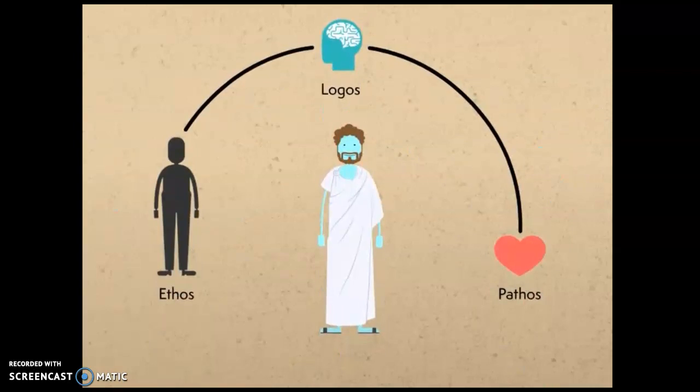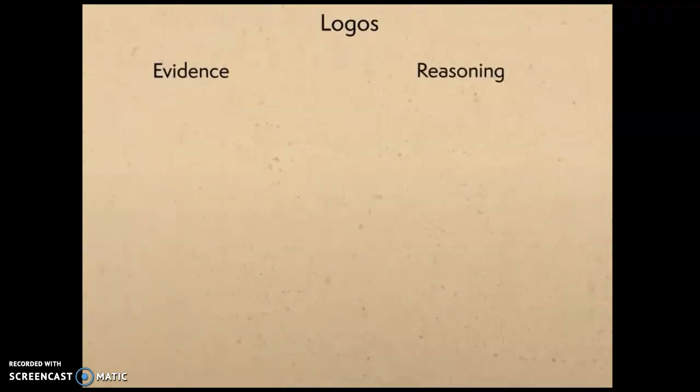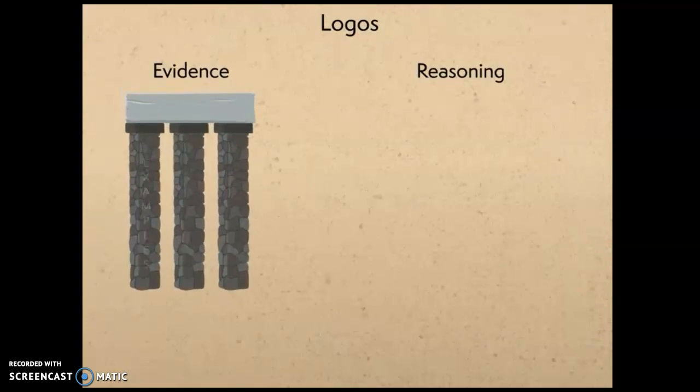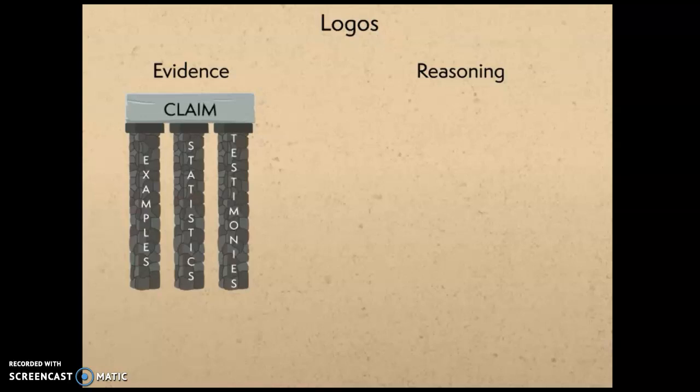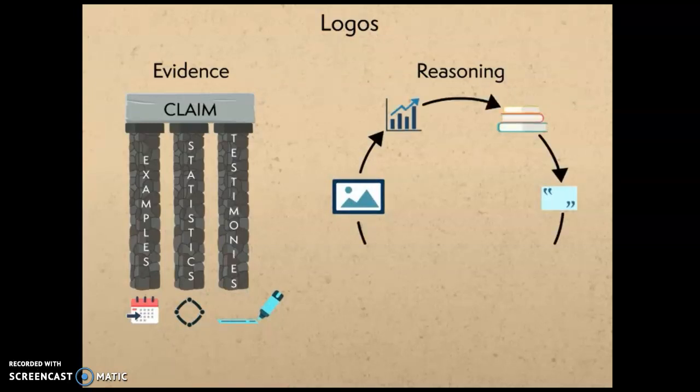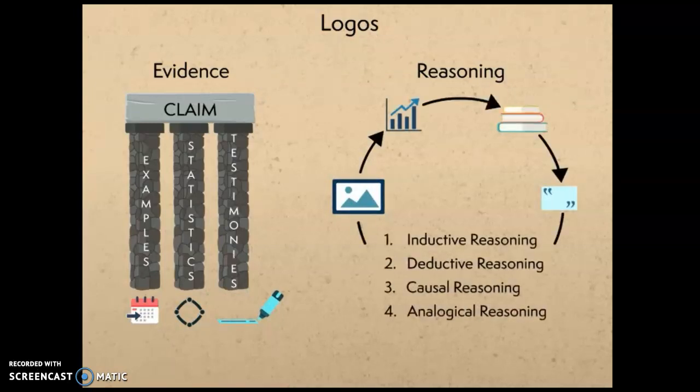Logos, the second persuasive method, is evidence and reasoning. Evidence includes examples, statistics, and testimonies that support or help establish a claim. To make a persuasive argument, ensure that your evidence is current, related to your topic, and specific. Reasoning, or creating arguments, is the process of using evidence to support a claim. There are four common types of reasoning: inductive reasoning, deductive reasoning, causal reasoning, and analogical reasoning. Let's explore each type of reasoning to understand it better.